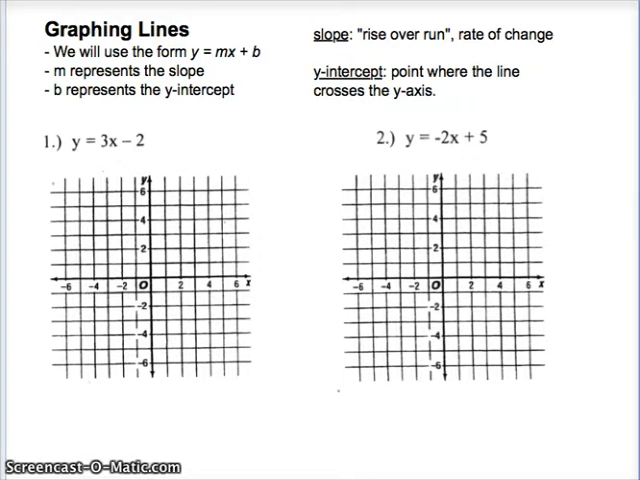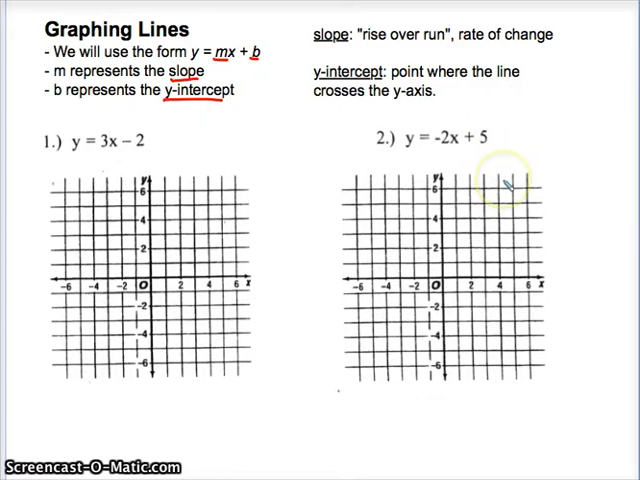Welcome everybody to today's lesson about graphing lines. In today's lesson, we're going to focus on using the form y equals mx plus b. This is also known as slope-intercept form. The reason for that is because we use the slope and the y-intercept to come up with points for my line. In our equation, m represents the slope and b represents the y-intercept.